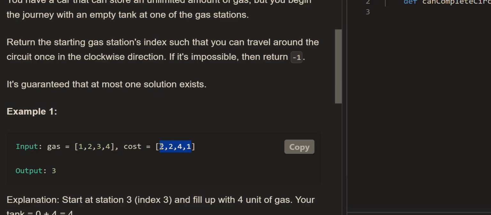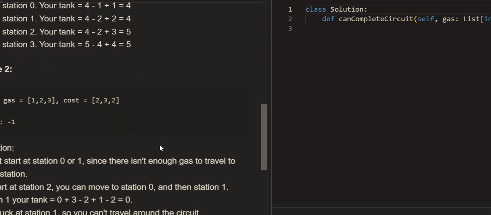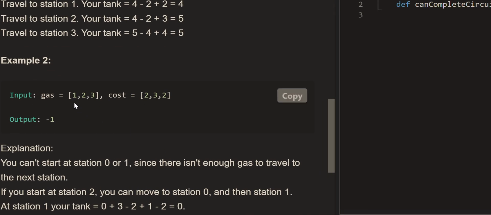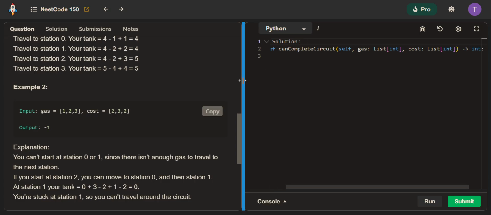So the simple fact that along our way we have more gas than costs means that there will be a solution. And if I take this counterexample and I add all the gas, I have 6. But if I add the costs, I have 7. Meaning that it doesn't matter where I start. If the sum of the costs is greater than the sum of the gas, we won't have any solution. We're going to return -1.